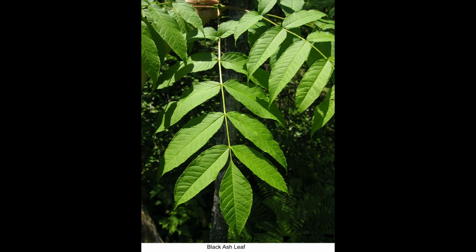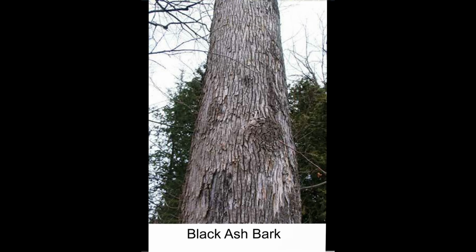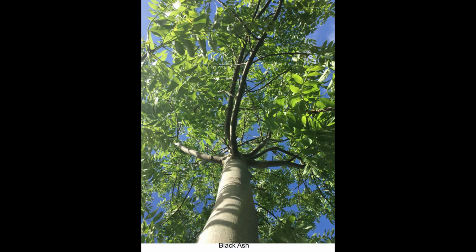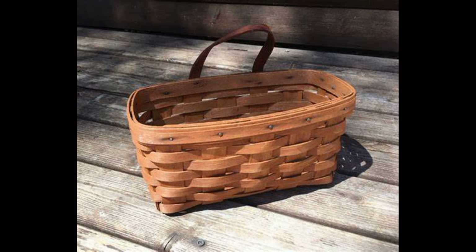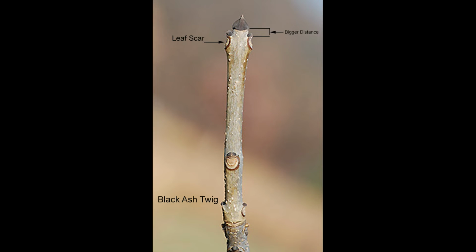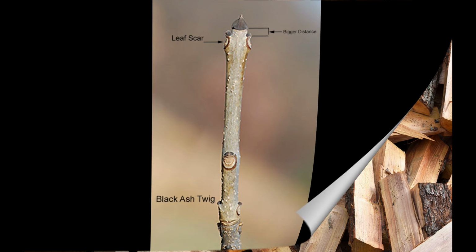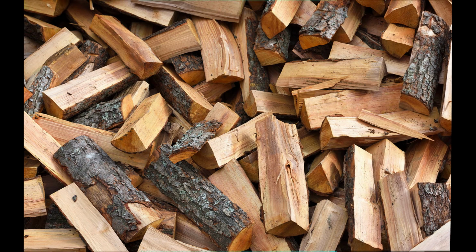The black ash typically reaches heights between 40 to 60 feet, though occasionally can reach 90 feet. The black ash was and probably still is used by the indigenous peoples to make baskets. The black ash twig has a larger space between the leaf scar and the terminal bud than the white ash. All ash trees are rated at 21 for firewood.